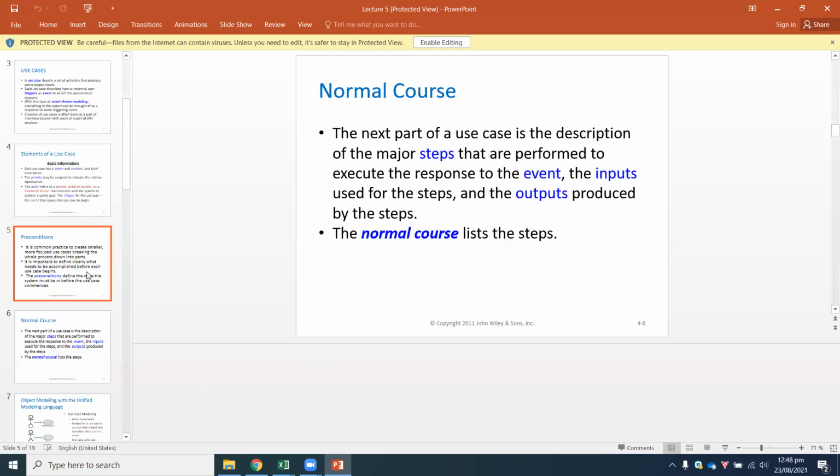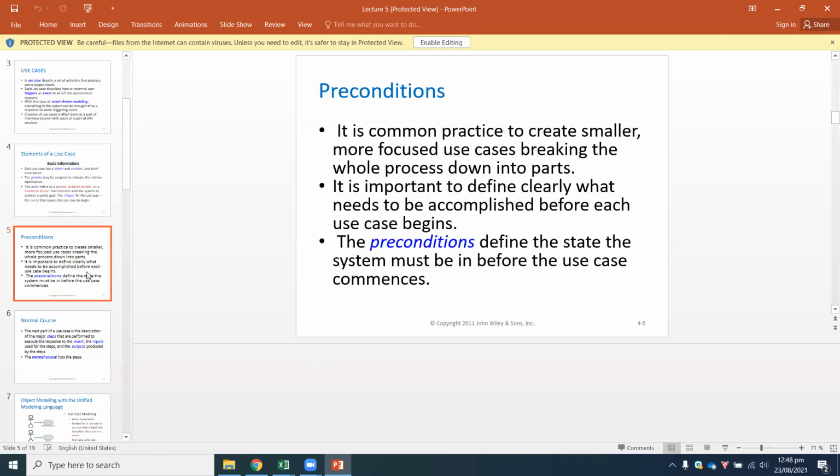Okay, preconditions. Another name for preconditions may be prerequisites. Prerequisites meaning, let's look at the university structure of prerequisites. If you're doing CIN603, the prerequisite is you should have done CIN502. Okay, so CIN502 is the prerequisite. So likewise, let's go with this.